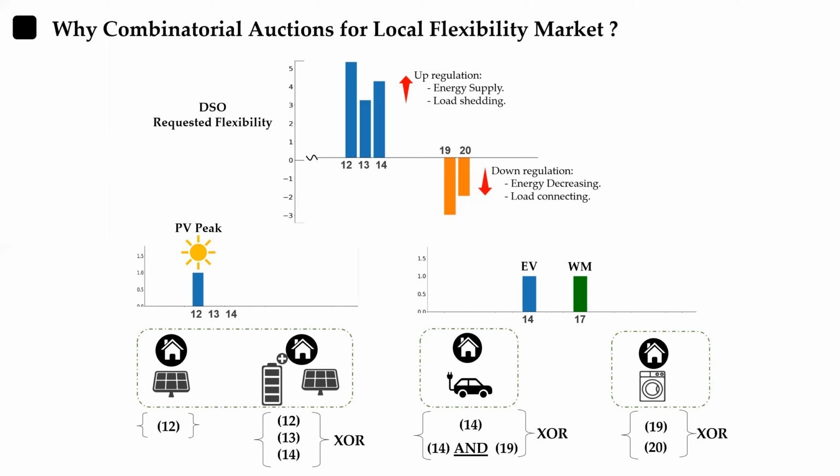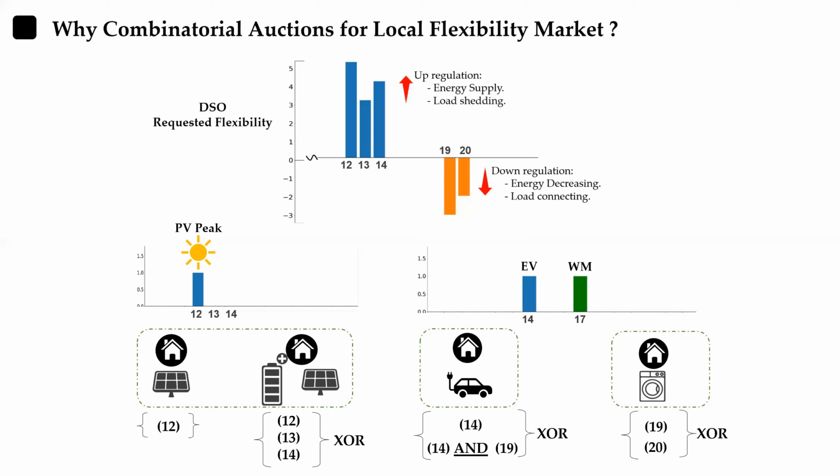four flexibility resources. The PV owners have their peak production, for example, at 12 noon, and one of the PV owners has a battery. The electric vehicle owner was planning to charge at time 14, and the washing machine owner is planning to wash clothes at time 17. Now, those prosumers can submit flexibility bids in different bundles.